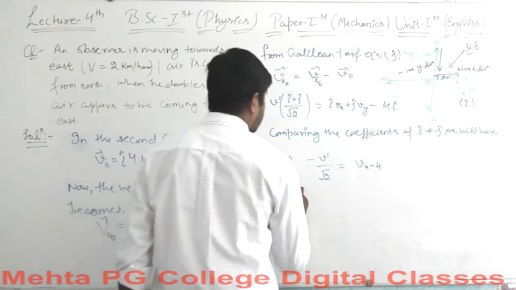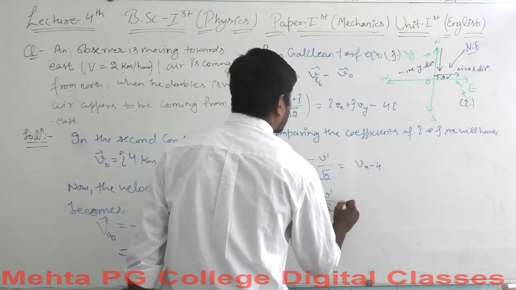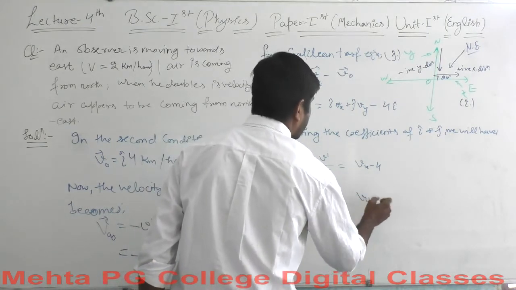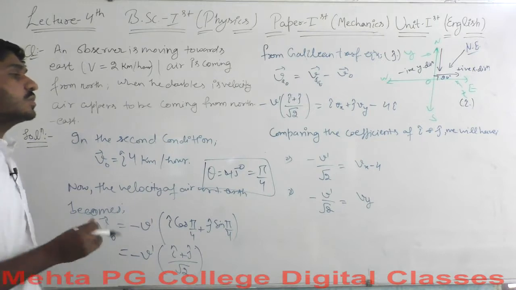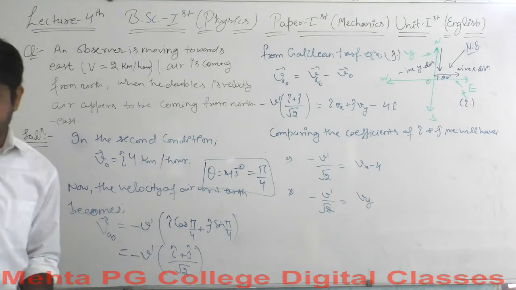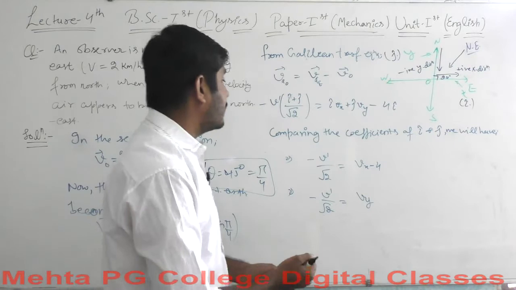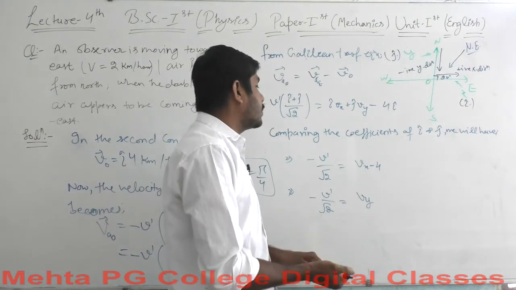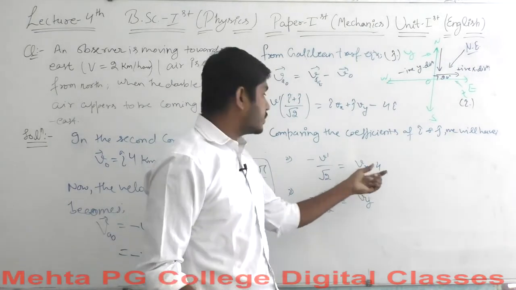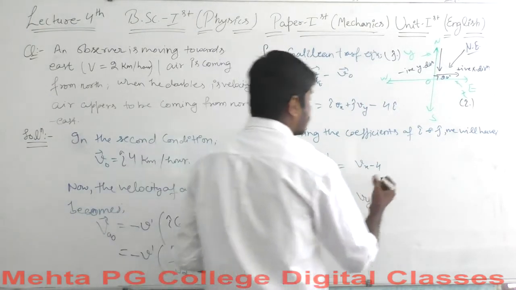According to the coefficient of j cap, what will we have? We will again have minus v dash over root 2 is equal to Vy. Yes, we got the values here, and we will use the values of Vx and Vy respectively. If we put Vx equal to 2, what will be the value of v dash here?